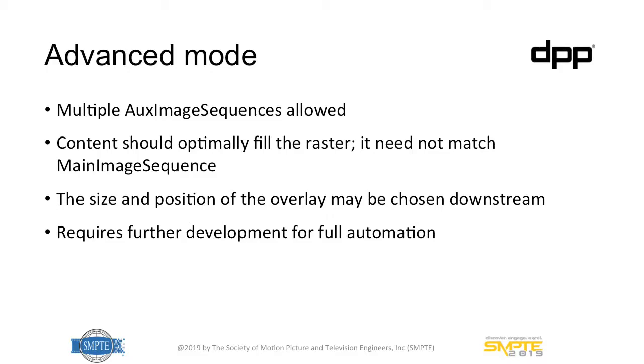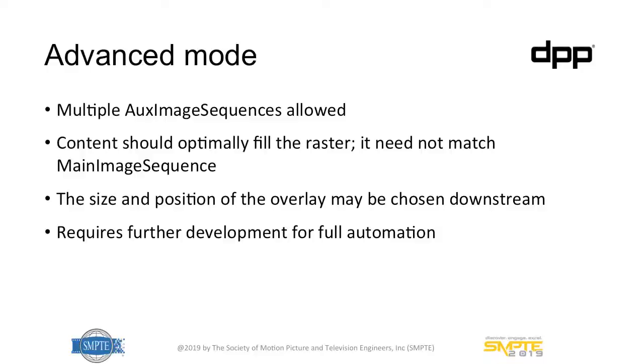In this case, we recommend that the content should optimally fill the raster. Now, what I mean by that is shooting a sign language interpreter, we don't need to shoot a 16:9 frame with the sign language interpreter just in the corner of it. We can have them filling the frame. We can perhaps even use a portrait frame size because the downstream processing is going to resize and position that overlay onto the main image sequence. We don't need to have a one-to-one pixel mapping. As I say, the size and the position can be chosen downstream.